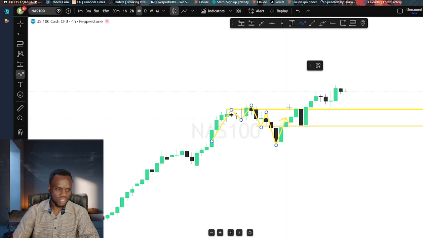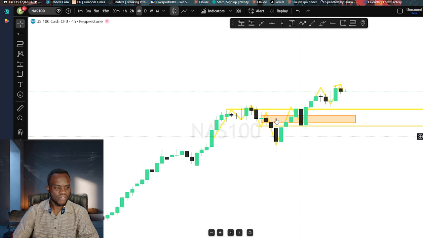So we broke structure around here. Then market came back, it retested this low zone here. Then it has moved up. Then it retraced here. Then it has moved up. So what I see is that market may not move up to these zones here, because it has already formed structure around here to confirm to us that we are bullish.